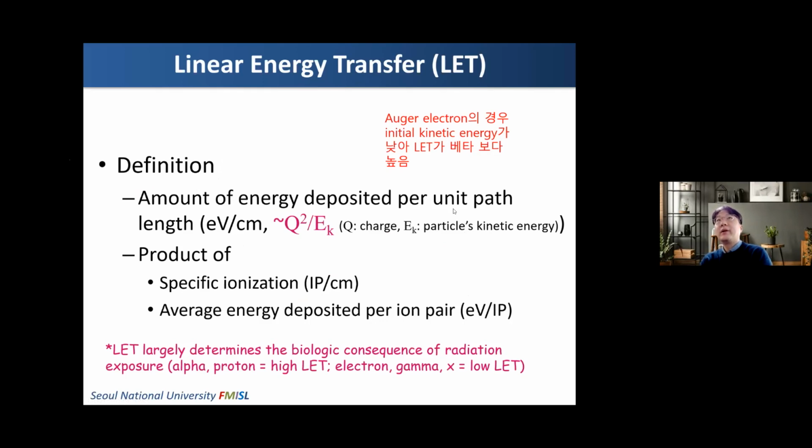Linear energy transfer (LET) is also a very common term used in dosimetry for charged particles. The definition of linear energy transfer is the amount of energy deposited per unit path length. With a higher LET, we can expect a better therapeutic effect. And this LET is the product of specific ionization and the average energy deposited per ion pair. Okay.